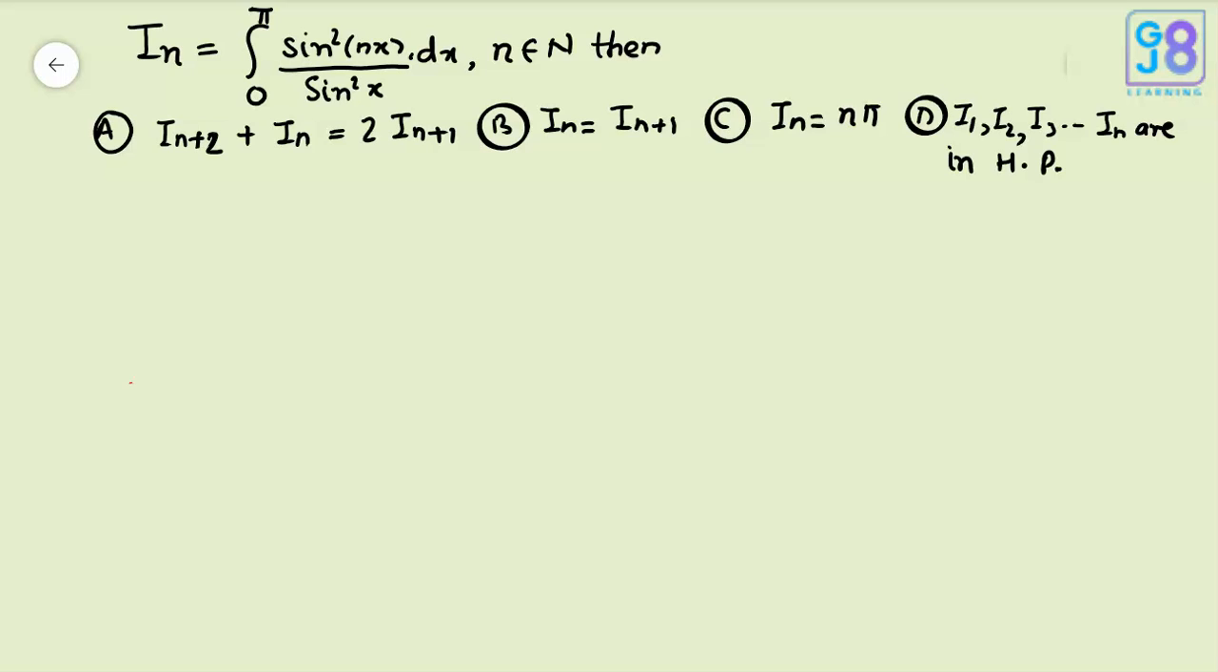So we have been given I_n equals integral 0 to pi of sine squared nx over sine squared x dx, where n is a natural number, and we need to find the right options. This problem falls under reduction formula problems.